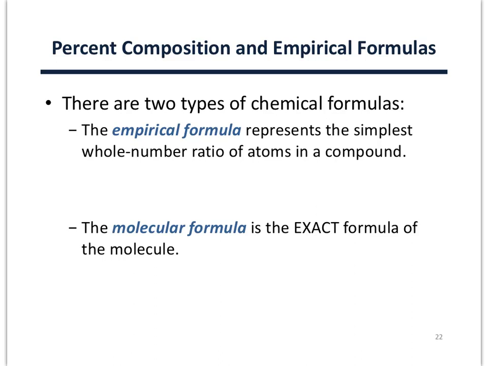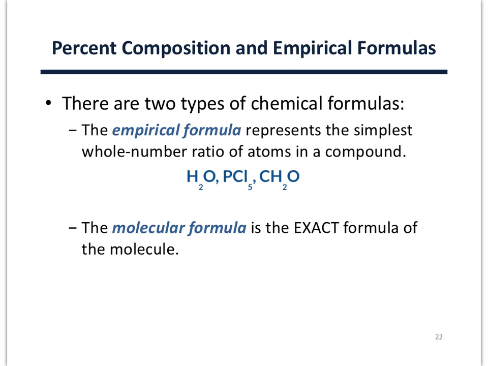There are two primary types of chemical formulas, empirical and molecular. Empirical formulas represent the simplest whole number ratio of atoms in a compound. Some examples include the chemical formula for water, H2O, PCl5, phosphorus pentachloride, and CH2O. Again, these are all smallest whole number ratios of atoms.